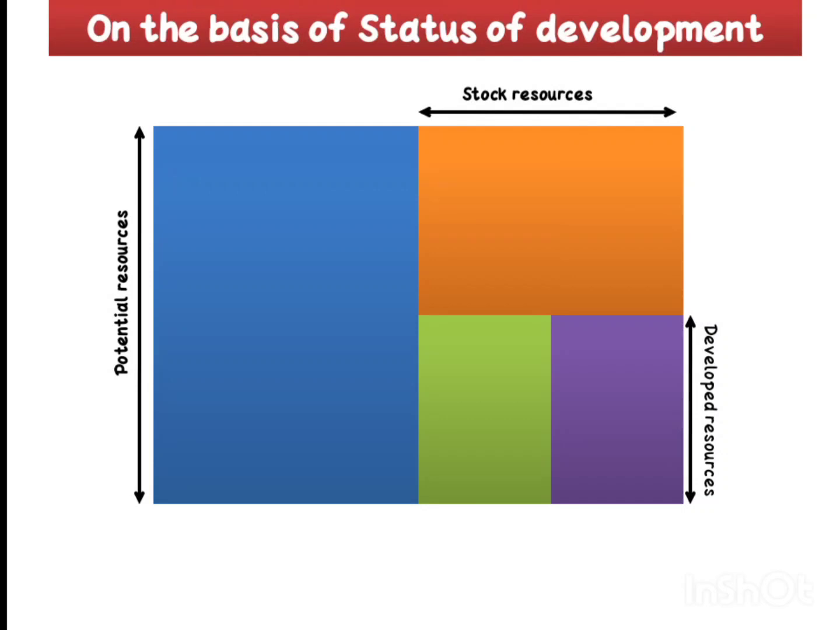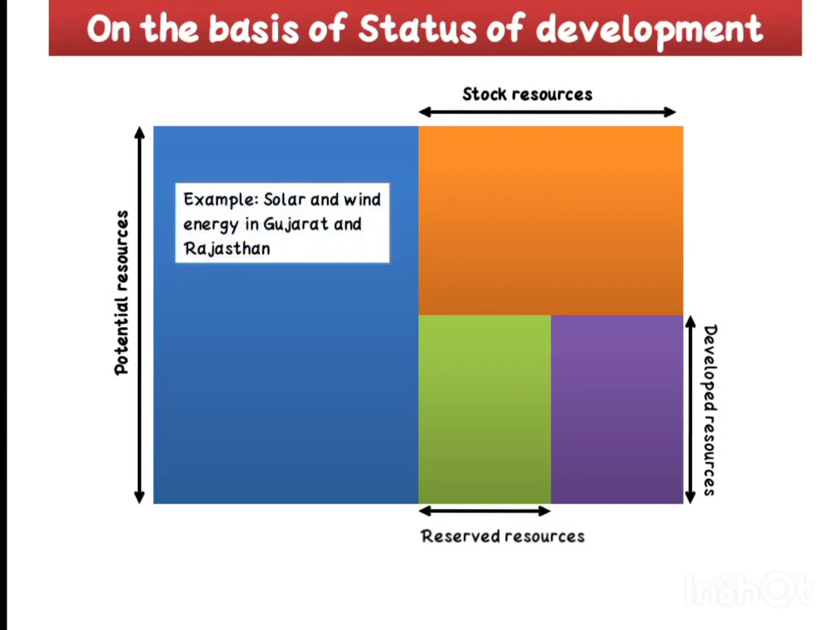Second one is the orange block, that is stock resources. Stock means which is present in a stock, which is present for us and which is limited. Third one is the purple block, that is developed resources. Developed means which is developed by the involvement of humans with the help of natural resources. Natural resources, with the help of human beings, are converted into other individual resources which are useful for us. Okay, now the next one is green, that is reserved resources, which are reserved for future generations.